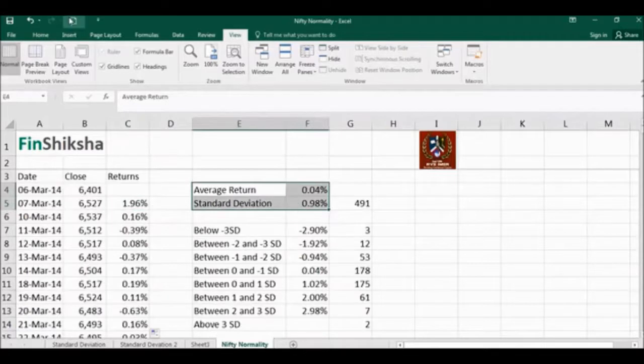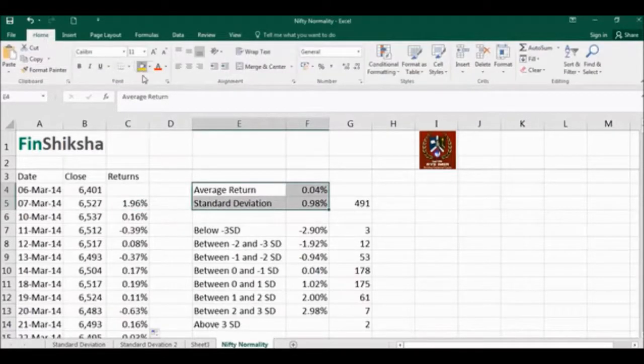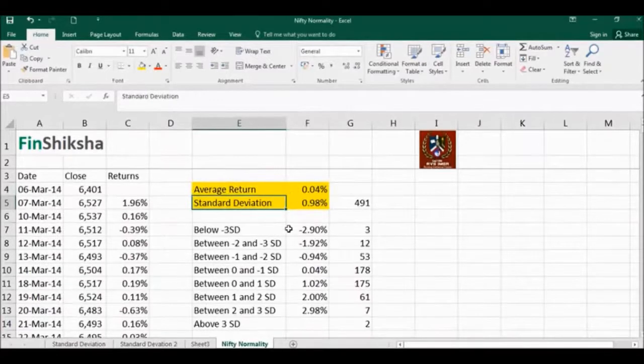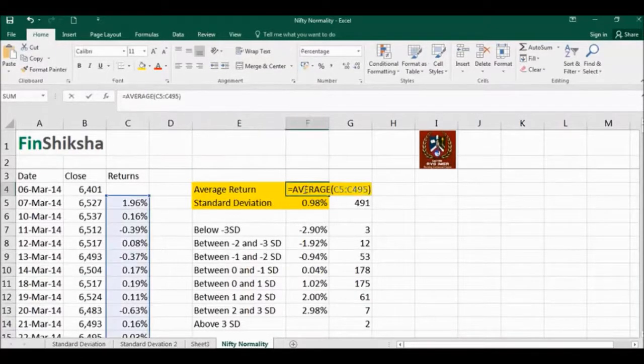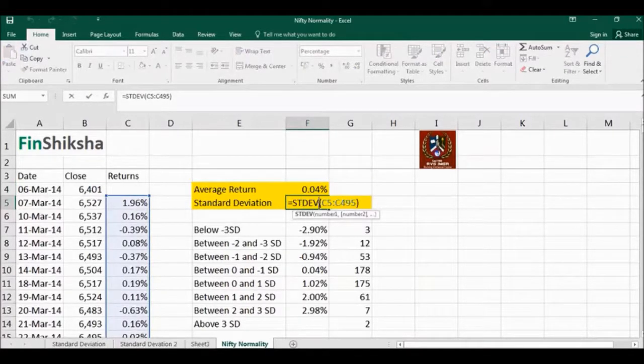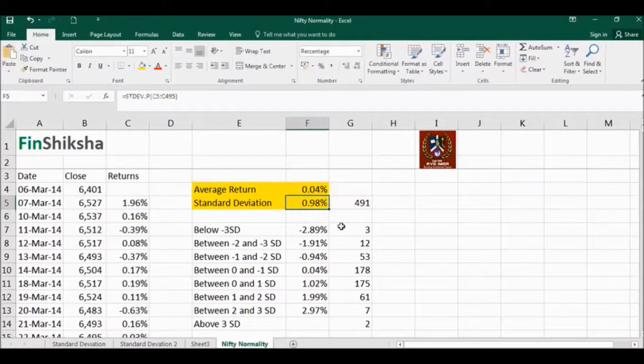Now in these cells, we calculate the average, right? And we calculate the standard deviation. So how do we find the average? Average is found by C5 to C495. Standard deviation, we use the formula STDEV. We can use STDEV.P. We have seen earlier what is the difference. There will be a minor difference, but in the case of 4 data points, the difference was huge.